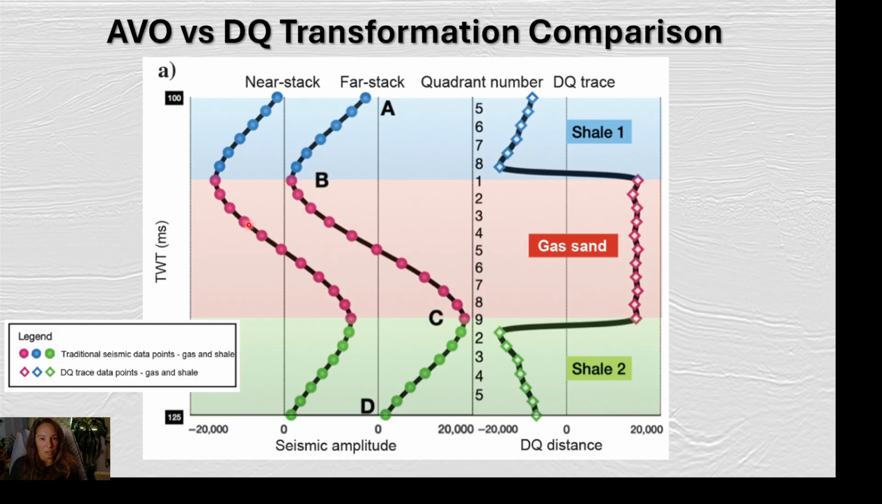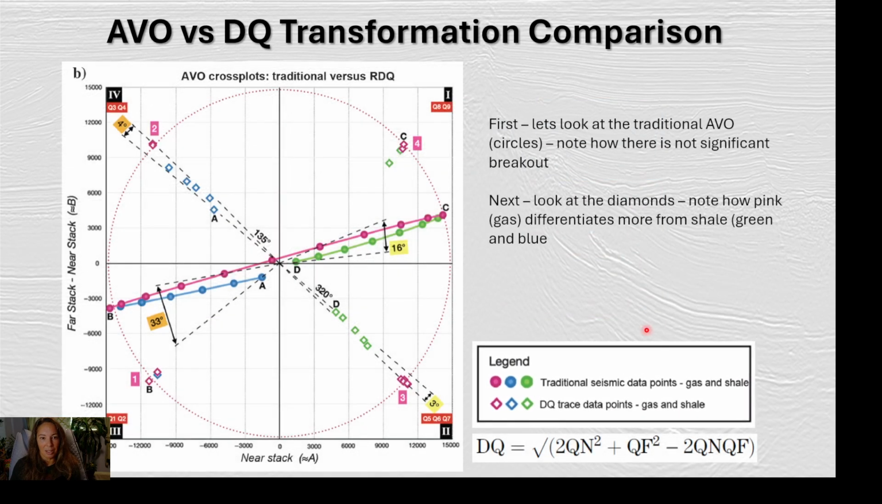The circles are the traditional method, the diamonds are the DQ trace. And so what you'll notice is in the gas sand, we're seeing the clear interfaces between the shale. We're also seeing the more blocky look of DQ. And when we look at this in a more traditional AVO cross-plot style, what I first want you to look at, because there's a lot going on here, is the circles.